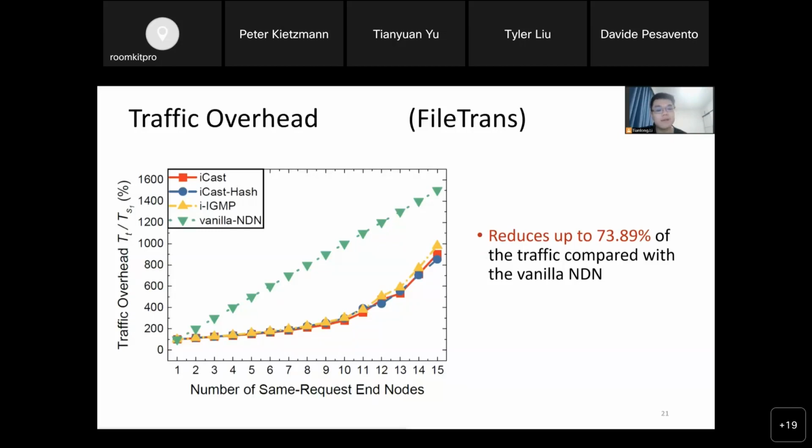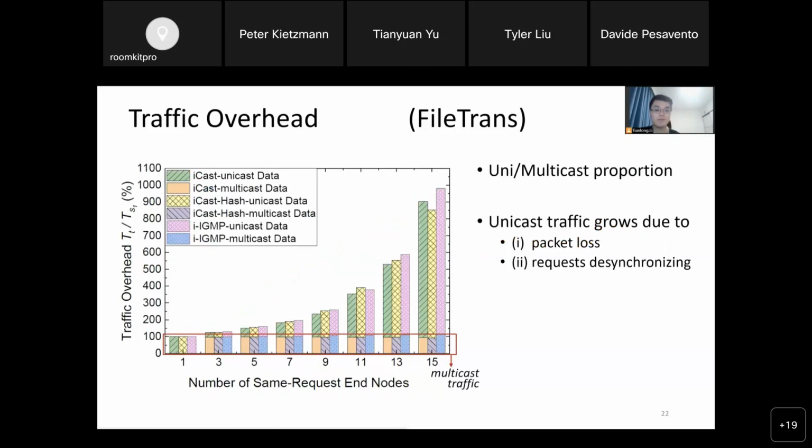To explain this, we further measured the proportion of unicast and multicast. From this, we can see that with the end node number increasing, the multicast traffic proportion of all methods is roughly static. Most of the extra traffic is unicast traffic. The unicast traffic in ICAST and IIGMP is triggered by either retransmission for packet loss or desynchronized interests.